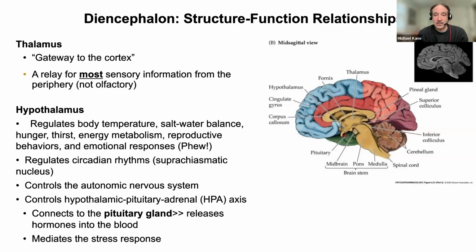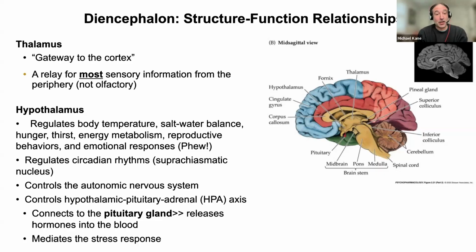And another region in this diencephalon that is critically important for homeostasis within the body is the hypothalamus. And the hypothalamus is located just below the thalamus, and you can see where it is indicated on this image right here. And you can see the number of different functions this teeny tiny brain region controls. And this is why it's a really important brain region. You can see it's important for regulating body temperature, saltwater balance, hunger, thirst, energy metabolism, reproductive behaviors, as well as emotional responses. That's why I put few, because that's a lot of things that this little structure does.